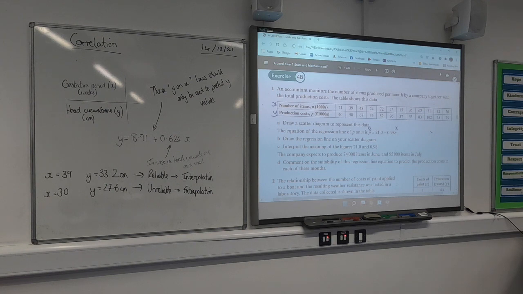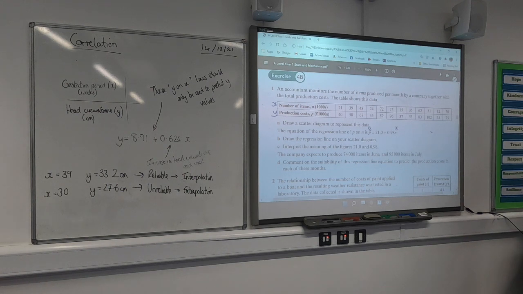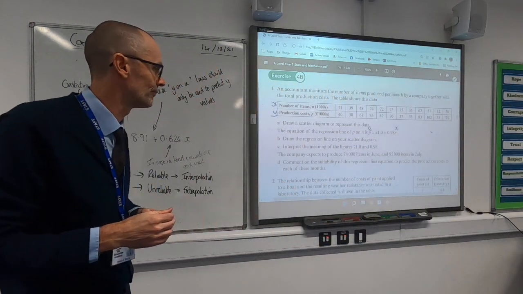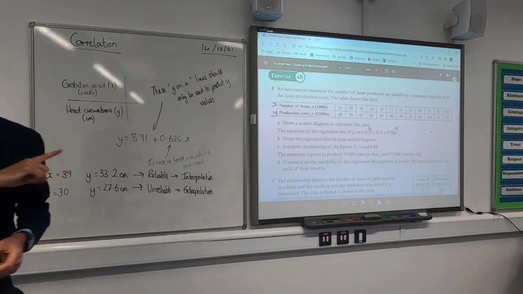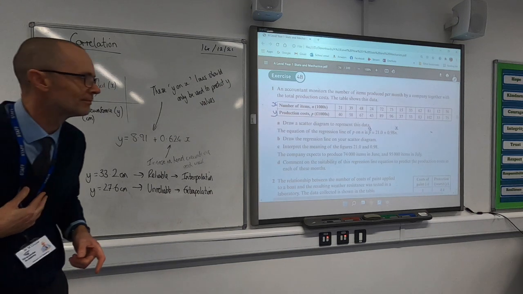Again, because this is from Year 1, we're not calculating R, but calculating R should be the first thing. I'm not saying to do it, but before we do any sort of regression line stuff, we need to be able to say that there's a correlation there. Note you're not being asked to make the prediction, you're just being asked to comment on the suitability of the prediction.